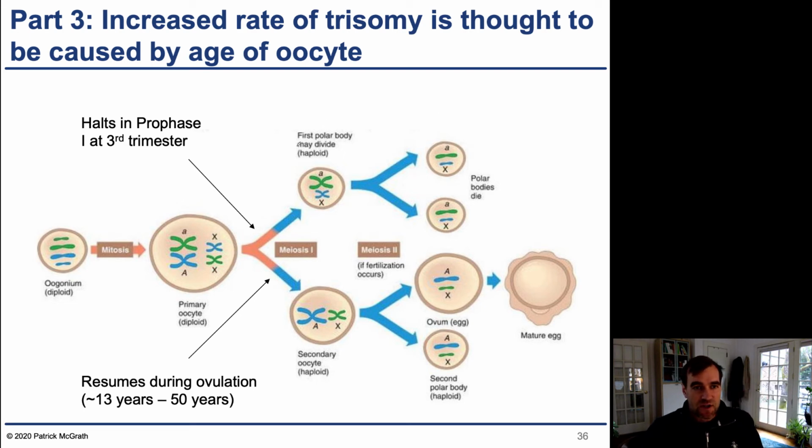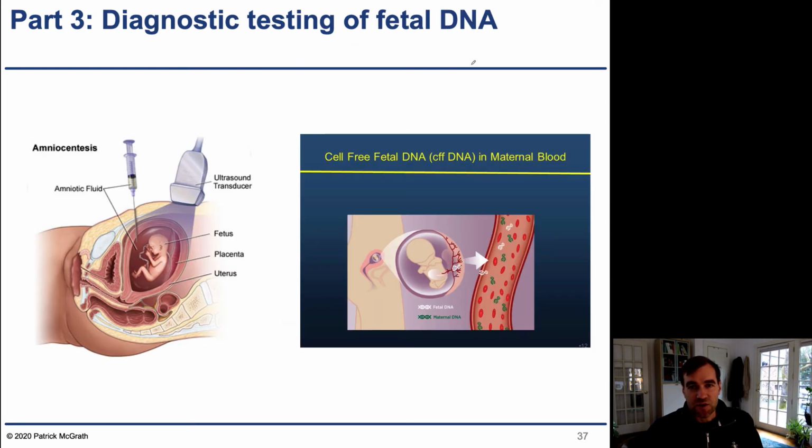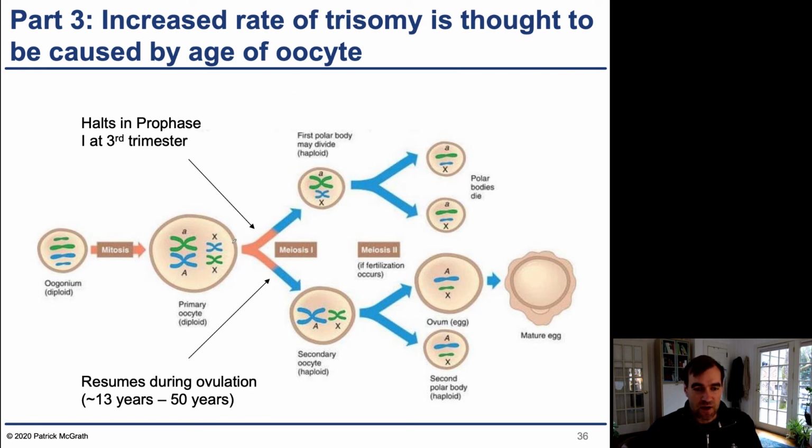And so, why is there this increased rate of trisomy? The reason for that is that it's thought to be due to the increased age of the oocyte. So how are these ovum formed? This development actually occurs over the course of an individual's life.